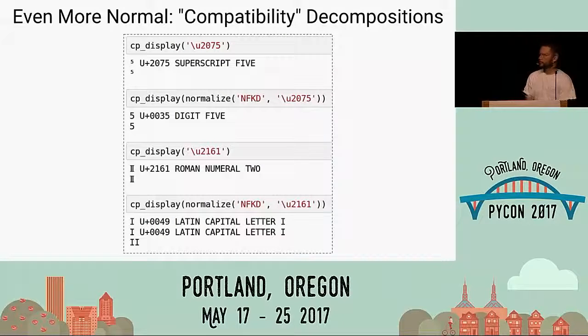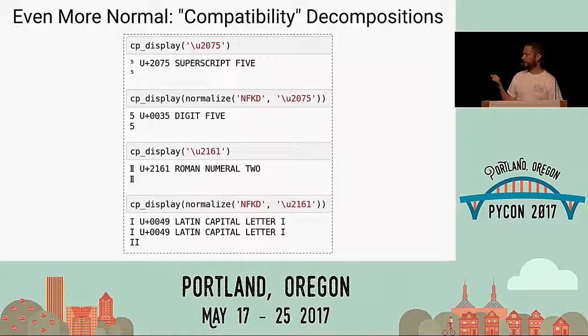There's another flavor of normalization where we do compatibility decompositions. These are more characters that are in Unicode, even though they don't fit the definition of character, mainly because some legacy encoding said they were separate. And we don't want to break existing systems. But we still want them to use Unicode.